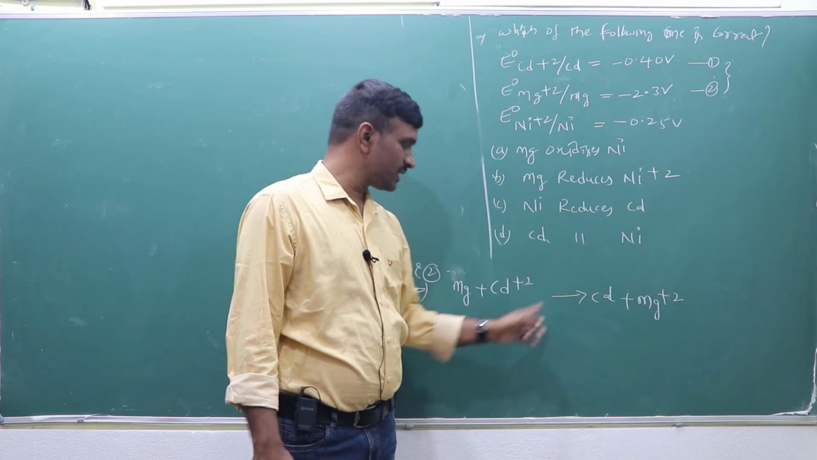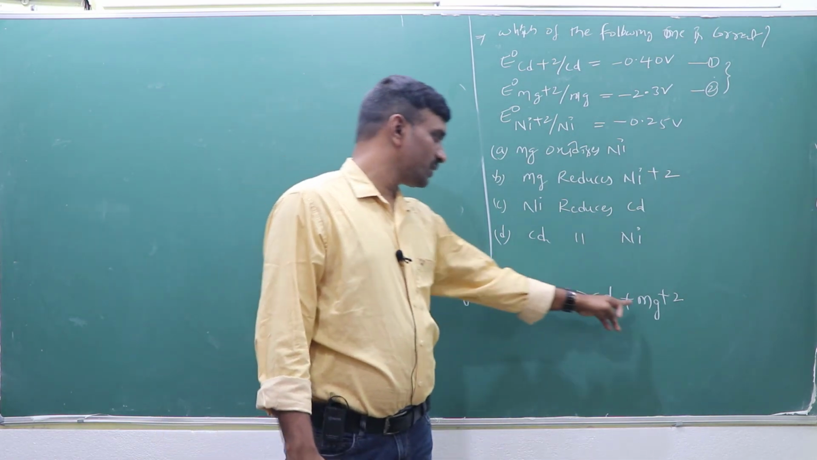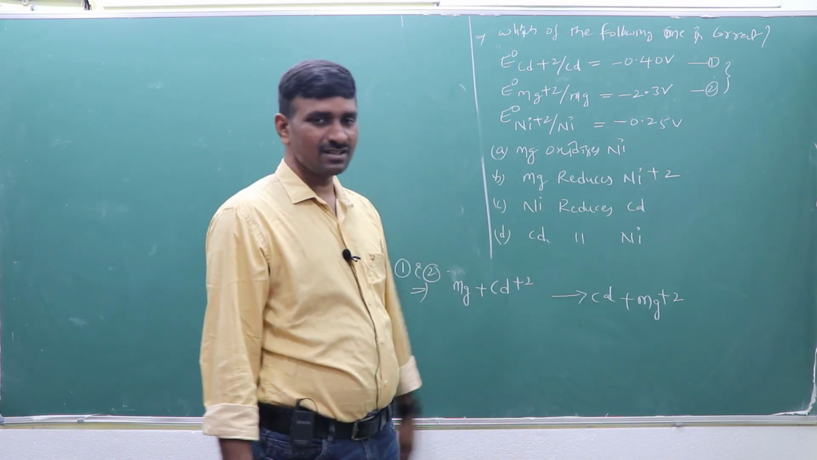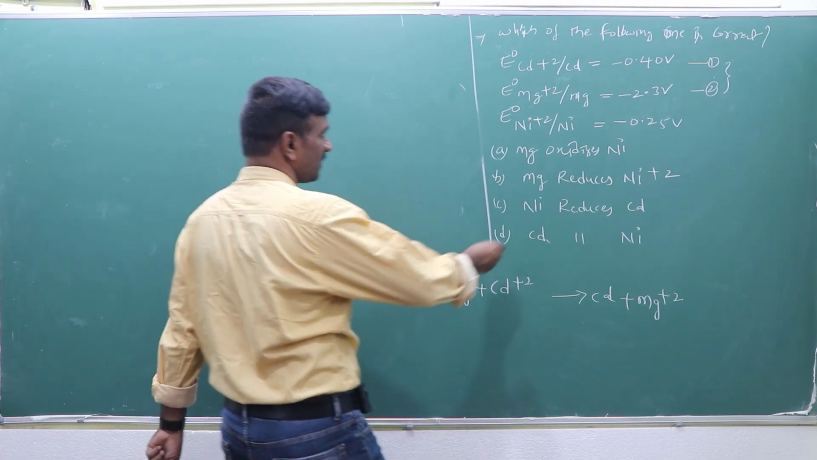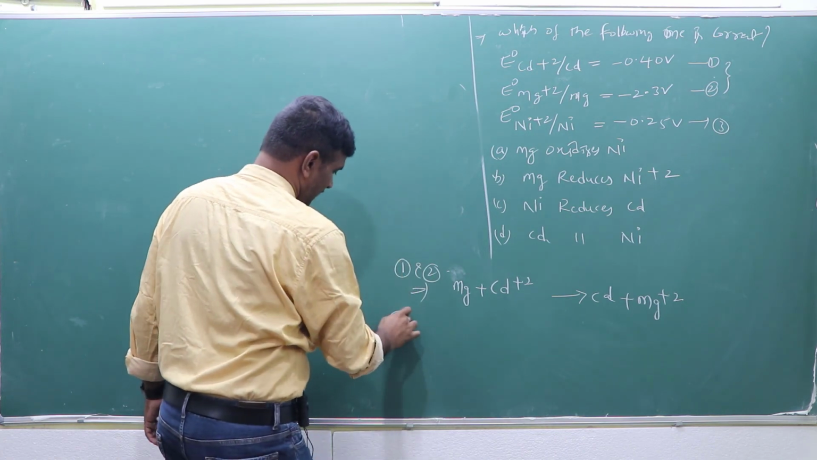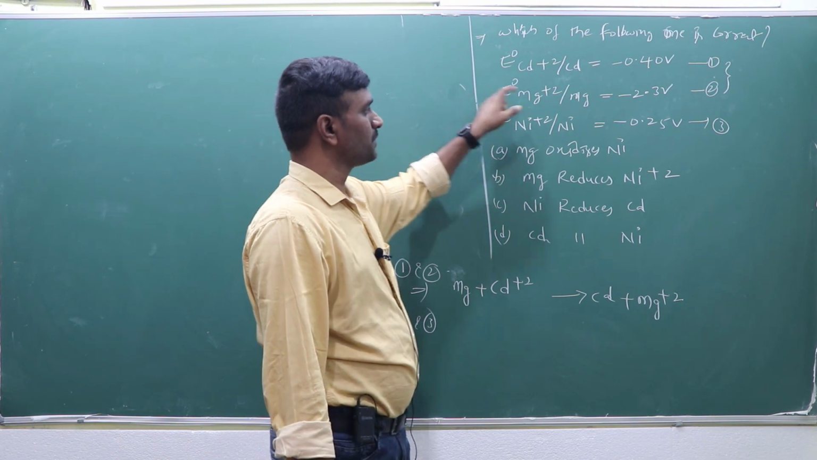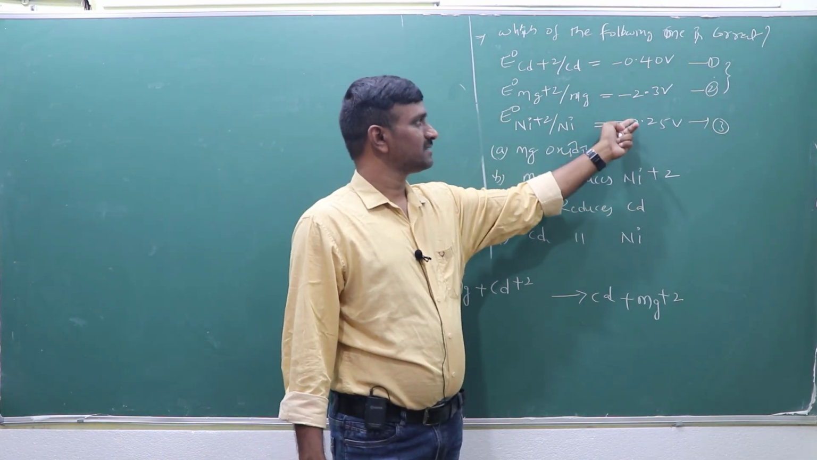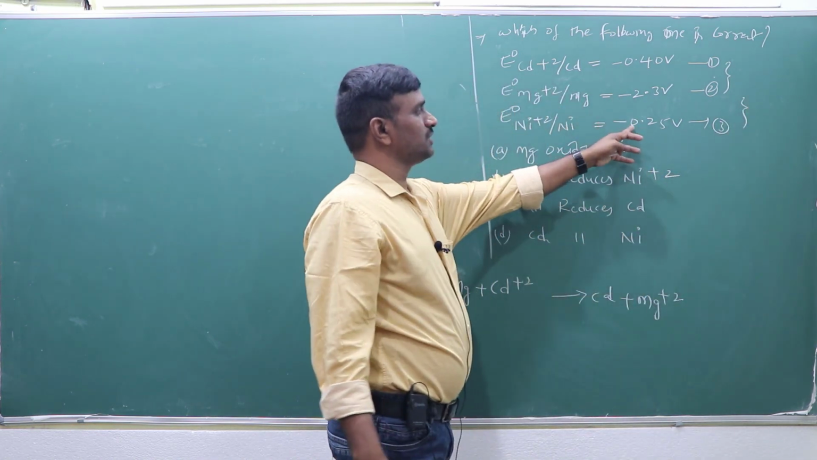So the 2 electrons cancel, and a similar reaction is there. Magnesium goes to magnesium plus 2, and cadmium plus 2 goes to cadmium. One is reduction, another one is oxidation. Right, this is the first and second reaction. Next, another one, from the second and third equations, these two. Which one has the more value? Nickel plus 2 has the more value. So in these two cases, second and third, this is the highest value.